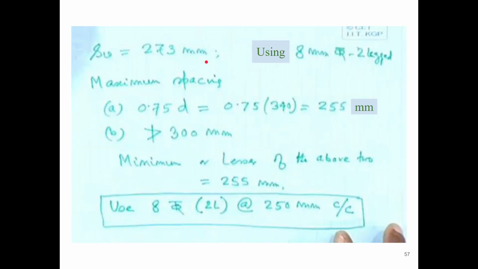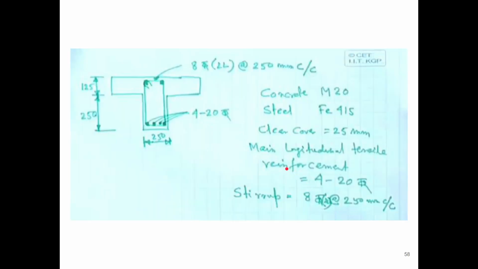So actual center to center distance will be the minimum of 273, 255, and 300, which is 255. Rounding it off, we will provide 8 mm two-legged stirrups at 250 mm center to center. So this is how we will design.